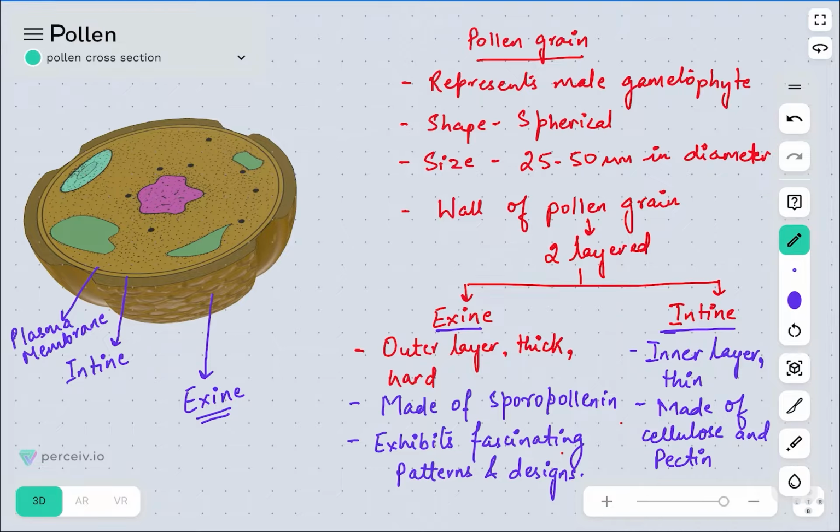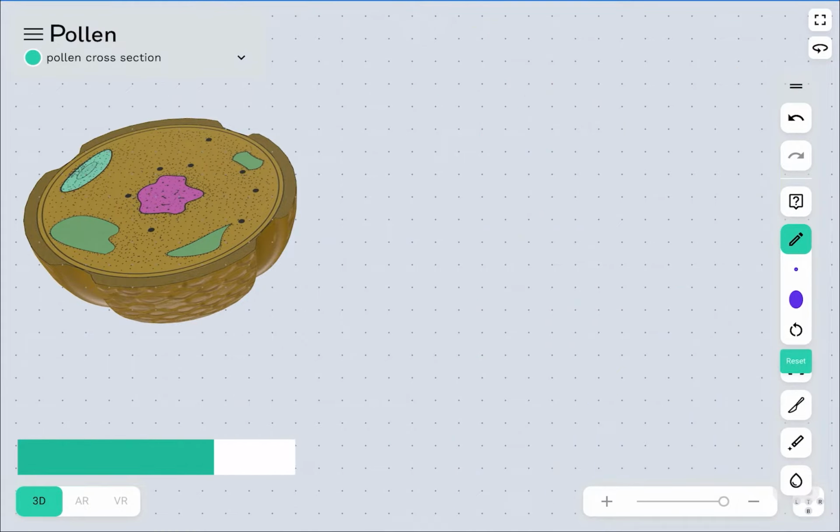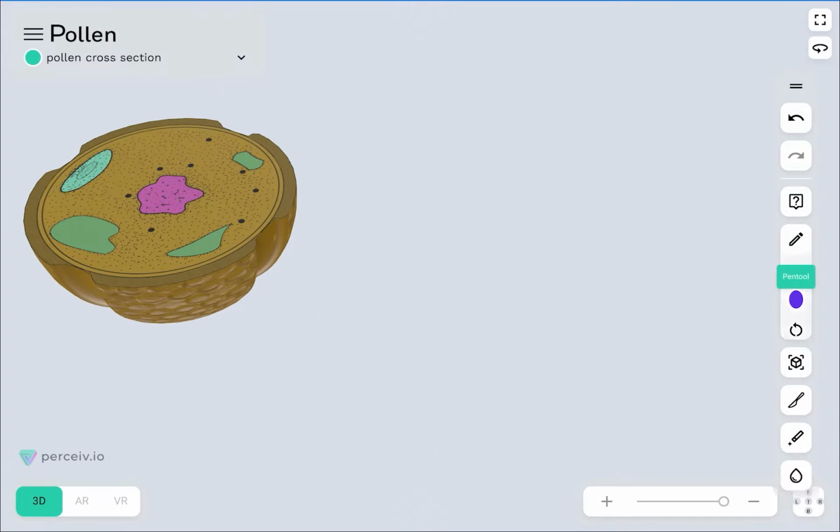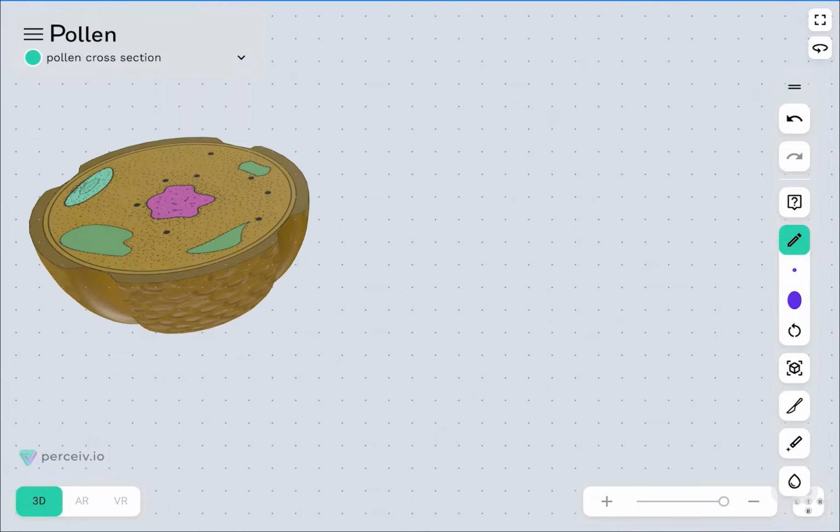Now let us study a little more detail of sporopollenin, because exine is one of the important layers of the pollen grain, and the presence of sporopollenin makes that layer very important. Let us talk about only the sporopollenin part. We know that sporopollenin is the outermost hard covering of the pollen grain.